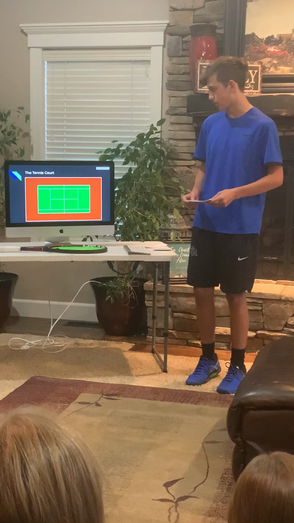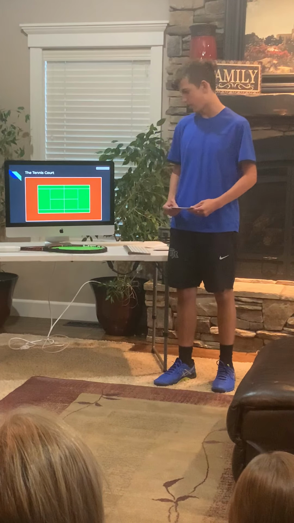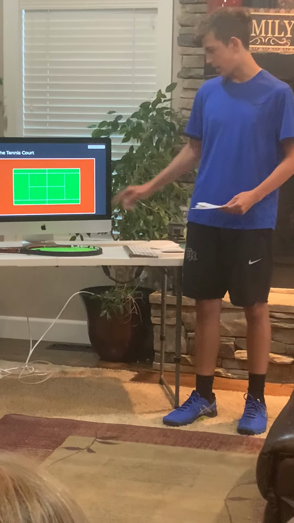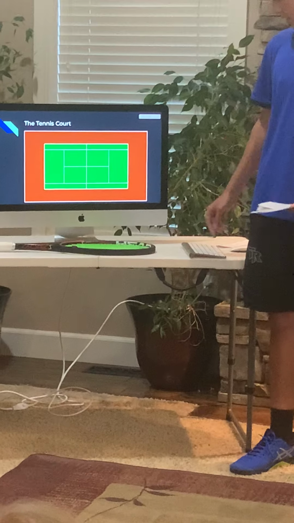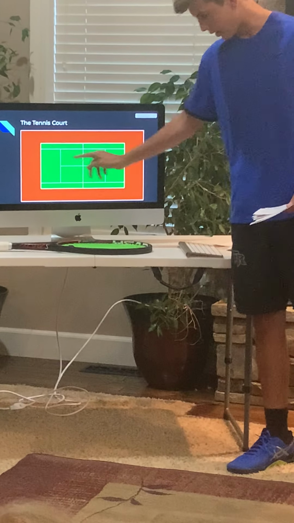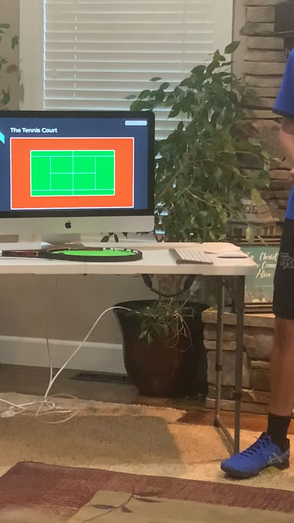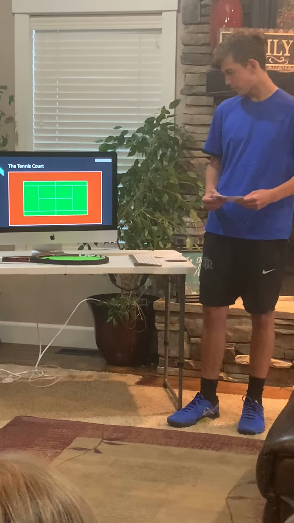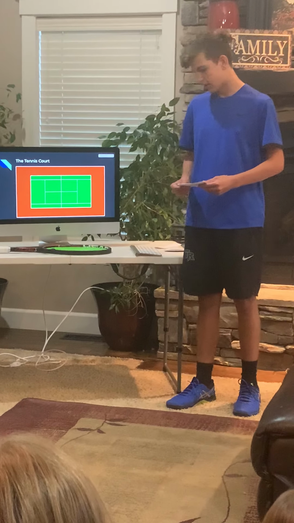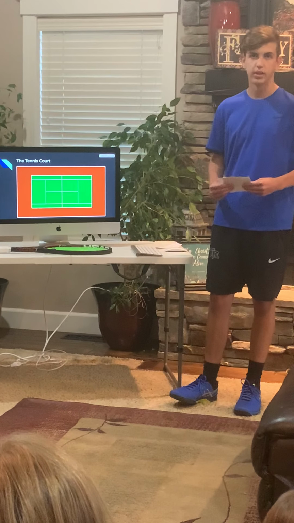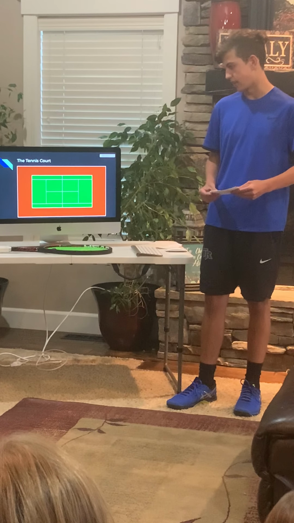This is the tennis court. These top two areas are called the alleys. They're only used in doubles, and the top line and the bottom line are called the double sidelines. And then the far right and the far left line are called the baseline. That's where you'll serve and stand most of the time. And then these four boxes in the middle are called the service boxes. This is where, when you serve, the ball's supposed to land in that area.